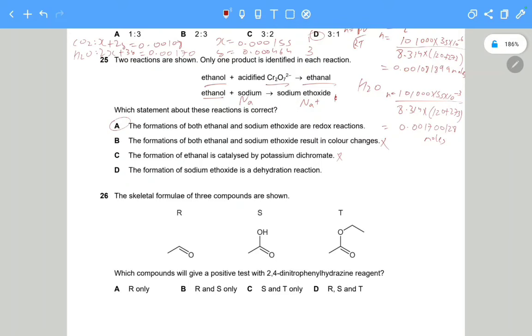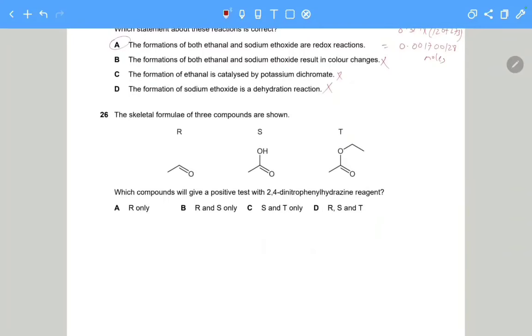The formation of sodium ethoxide is a dehydration reaction. That is wrong because you're not removing any water. So it's not dehydration. So the answer is option A.